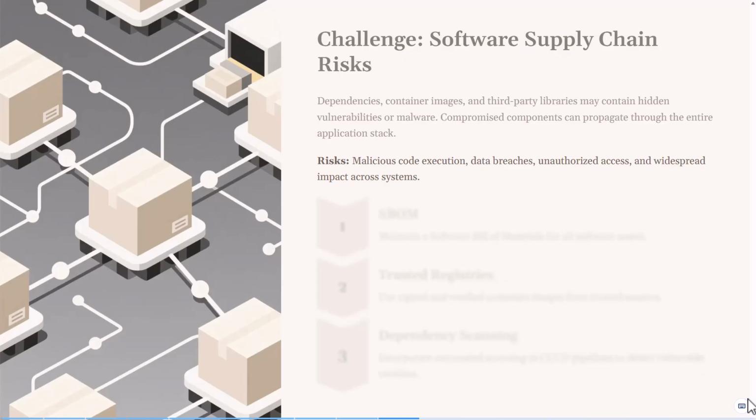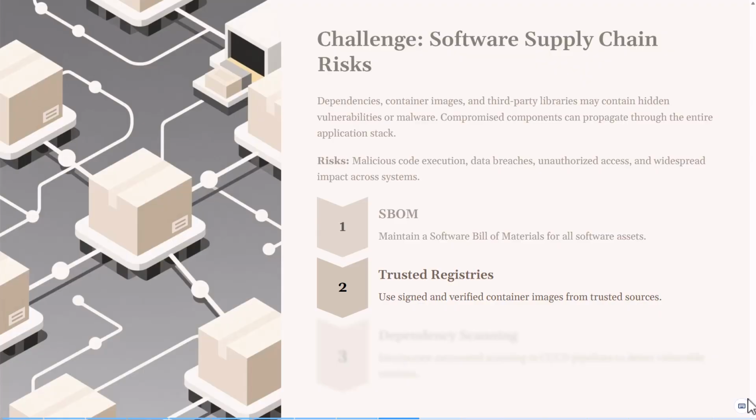Some solutions for this challenge are keeping a list of all software and components we use, that is a software bill of materials, and only using signed and verified container images from sources we trust. Automatically check software for vulnerabilities in our development process.